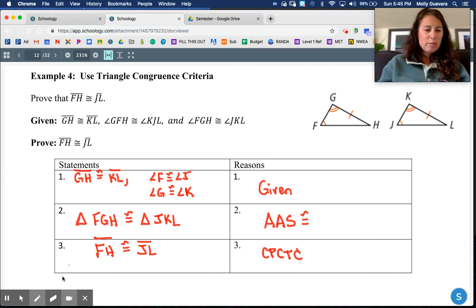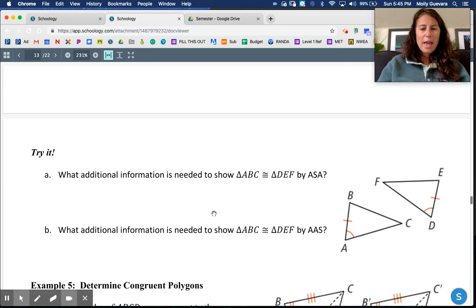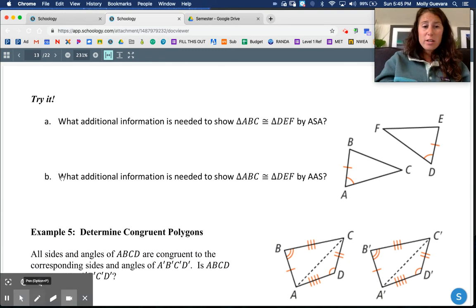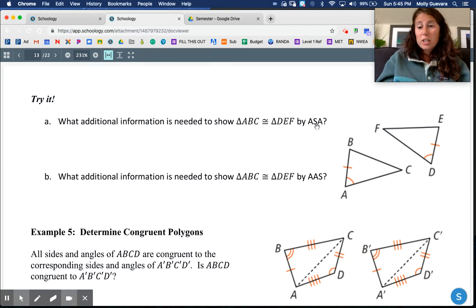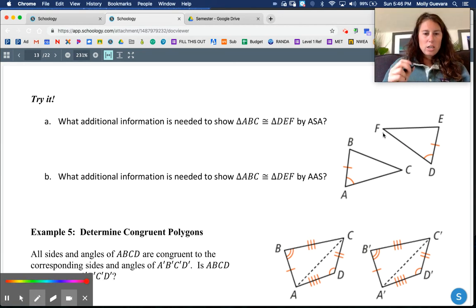You have a Try It that is similar to this, where we're looking at what additional information, okay? So here I have two triangles. What additional information would I need in order to prove that they're congruent by angle, side, angle? Or what additional information would I need to prove that they're congruent by angle, angle, side? Go ahead and hit pause, give this a quick try, and then when you're ready to go over it, hit play.